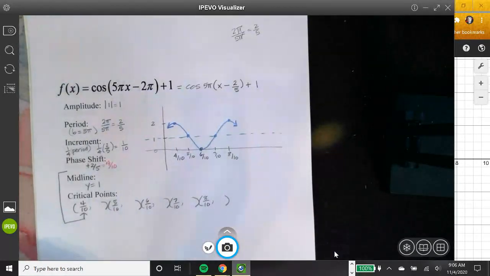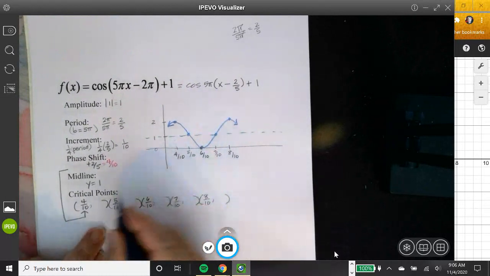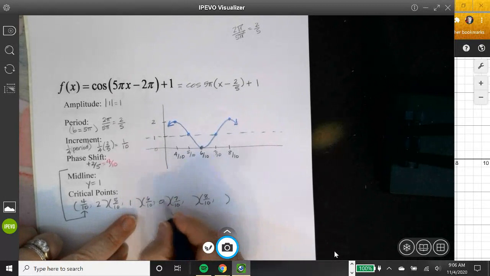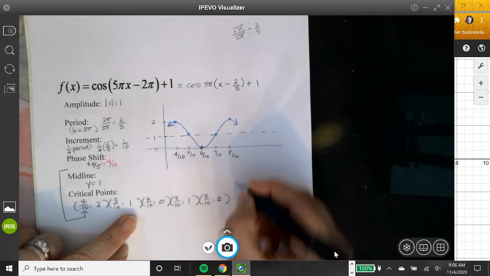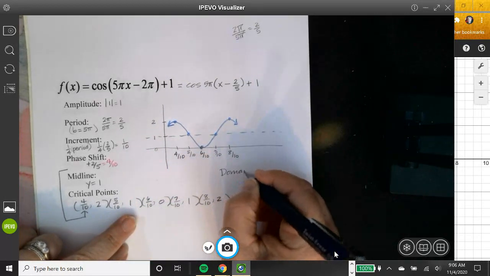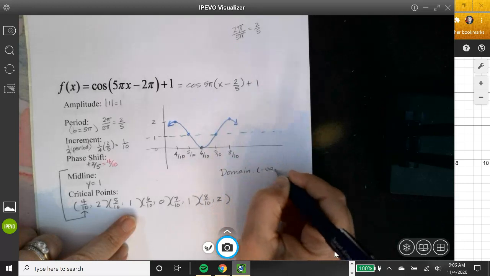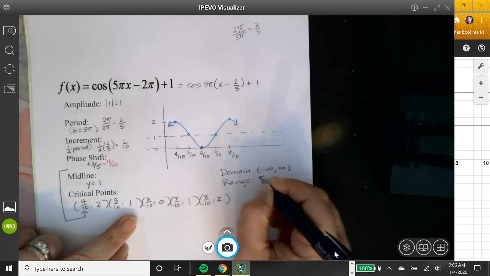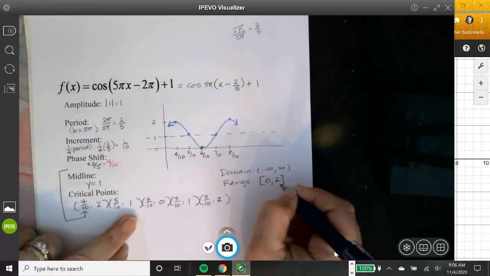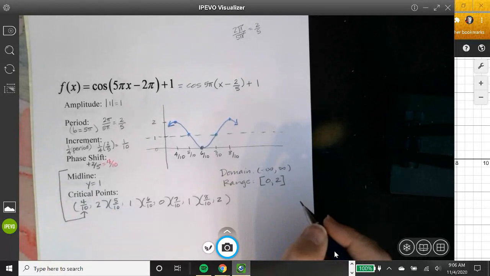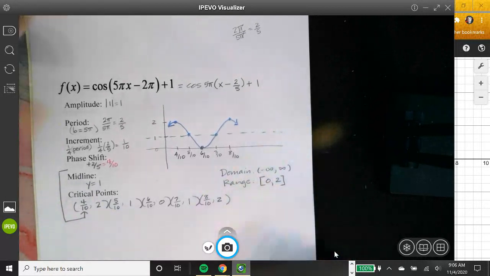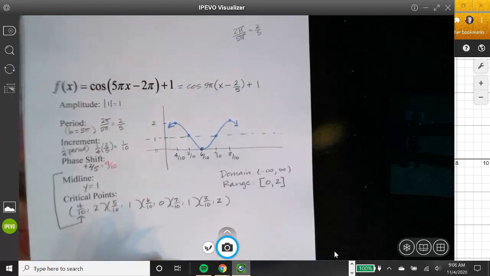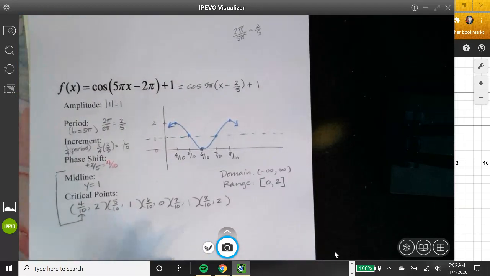And let's take our y values off the curve. We're going to get 2, 1, 0, 1, 2. The domain is all real numbers. The range is going to be 0 to 2. All right. Look at that. We did a really challenging one with the 5 pi as our b factor, our period factor. Pretty cool. All right.